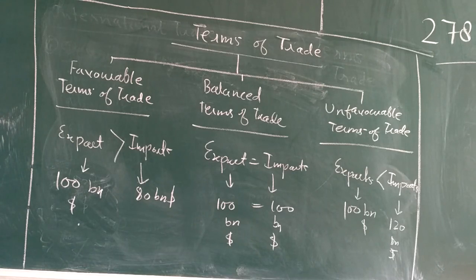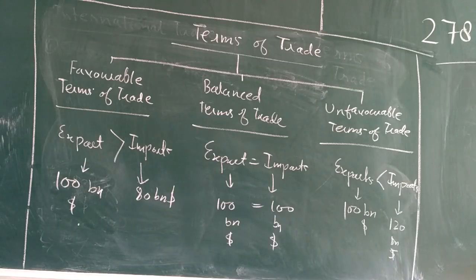Our next class, and today we shall discuss in more detail our topic, terms of trade. This is the third topic of our international trade subject, and today we shall discuss in a little detail what terms of trade are. As you see on the screen, there are three types of terms of trade. One is favorable terms of trade, second is balanced terms of trade, and third is unfavorable terms of trade.